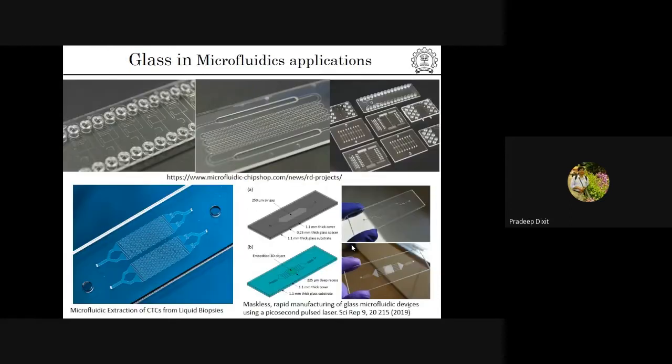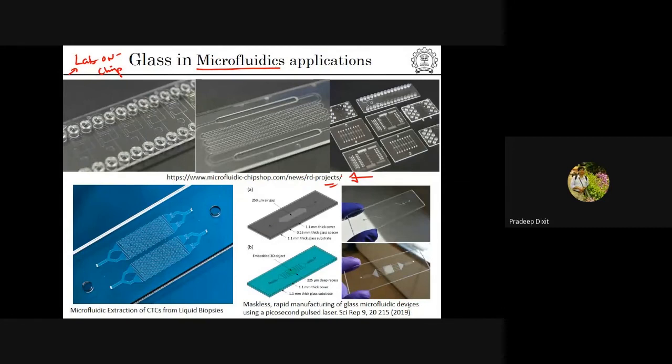Let me give you some more pictures. These are some of the commercial applications of glass, especially for microfluidic applications. Now, you may have heard about a term called lab on a chip. Because of COVID, there has been a lot of interest in developing solutions which can give us a much faster prediction of whether somebody has COVID or not. So a lot of people are working on paper-based devices and glass-based devices. Here are some of the applications. Those who are interested can go to these websites and find out more.